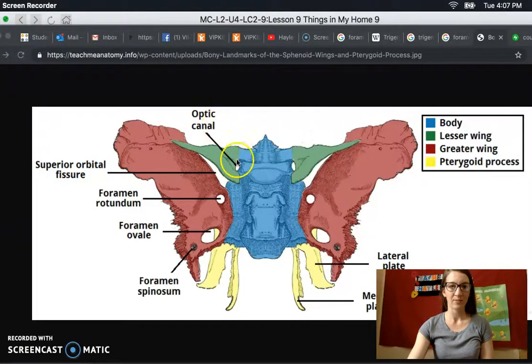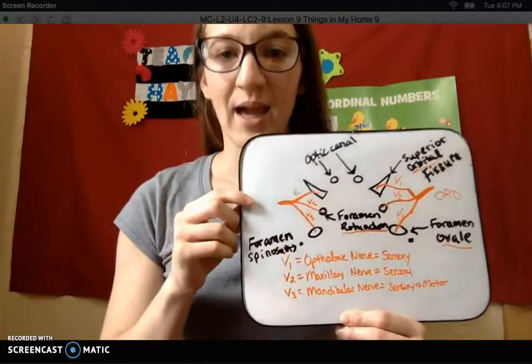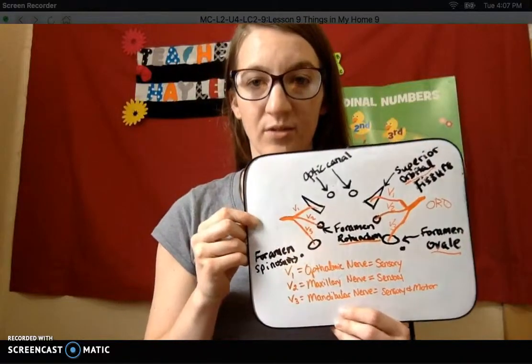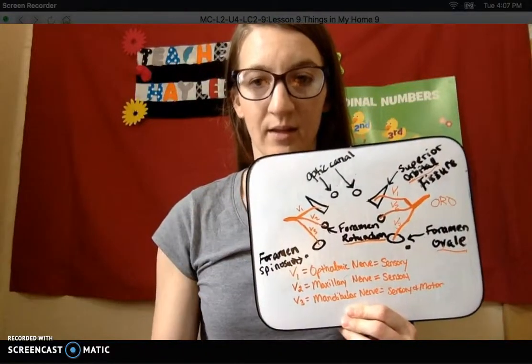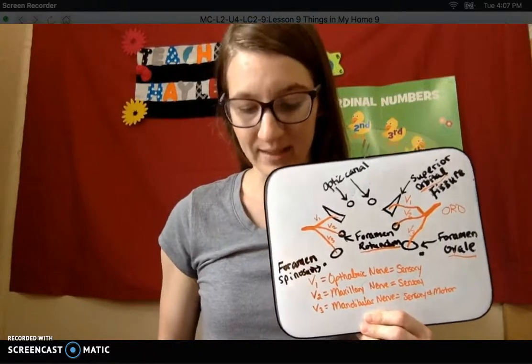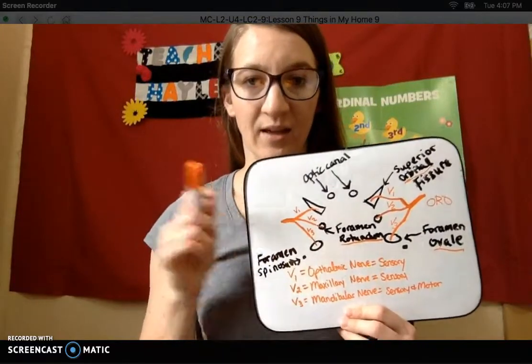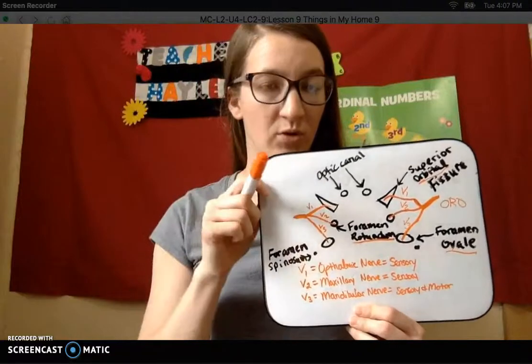So if you see, first we have the optic canal, then the superior orbital fissure, the foramen rotundum, the foramen ovale, and the foramen spinosum. So there's 5, and the trigeminal nerve passes through the middle 3. So the way I remember the foramen that the trigeminal nerve passes through is by thinking of circular motion.